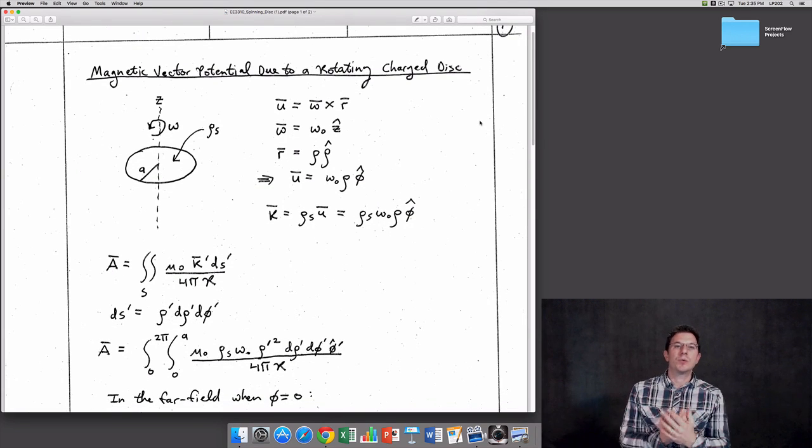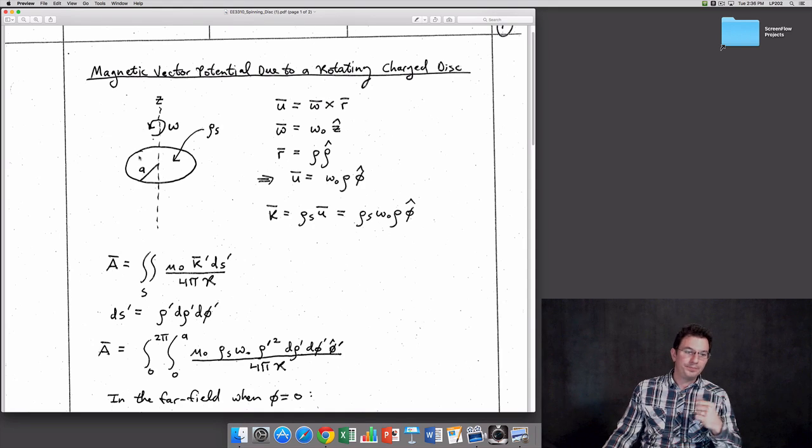Let's consider this problem. We would like to know what the magnetic vector potential due to a rotating charged disk is. So here's the setup. Just imagine that out here in space, you have a charged flat disk of radius little a, sitting here with its axis aligned with the z-axis. This charged disk carries a surface charge density equal to rho sub s. Just imagine that you've evenly distributed charges across the surface of this entire disk. Then you start spinning the disk at a constant angular velocity omega. So the disk is then rotating.